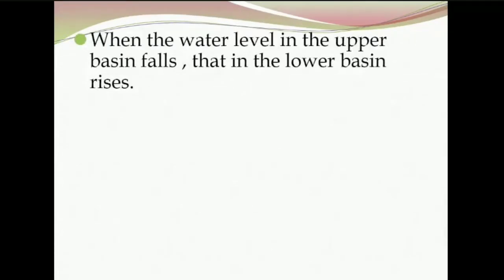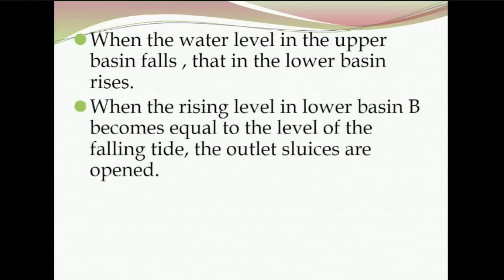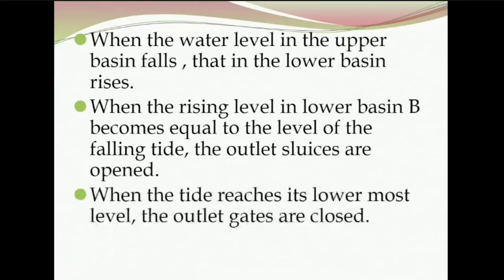When the water level in the upper basin falls, that in the lower basin rises. So we know that the water is getting filled in the upper basin and reaches maximum, and slowly the water is allowed to flow through to the lower basin. So the water in the lower basin also rises. When the rising level in lower basin B becomes equal to the level of the falling tide, the outlet sluices are opened and the water is allowed to flow out of the lower basin to the sea.